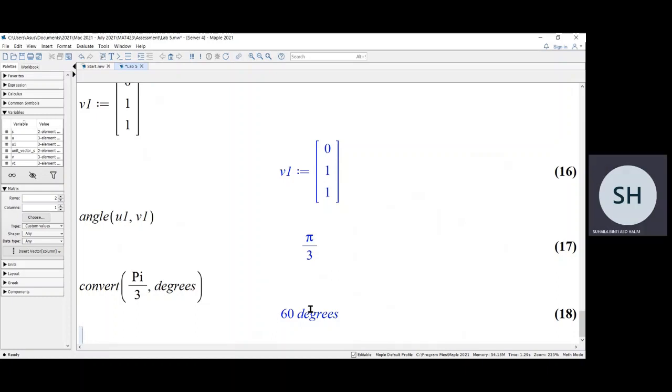So that's all for lab 5. I hope that you are able to perform basic vector operations, find a unit vector, find the dot product, and lastly, find the angle between two vectors, whether in radians or in degrees.